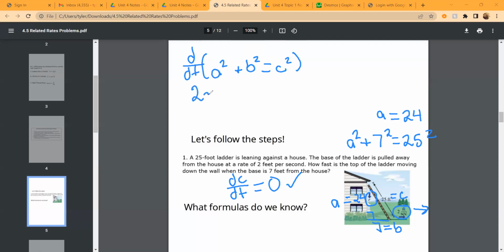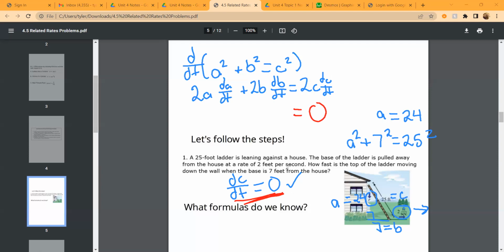So this gives us 2a dA/dt plus 2b dB/dt equals 2c dC/dt. And then we say, hey, let's plug in what we know. Well, dC/dt is 0, so this entire right side of the equation becomes 0. Doesn't matter what c is. This rate of change is not changing because it's a ladder and the ladder's not getting shorter, we're good to go.